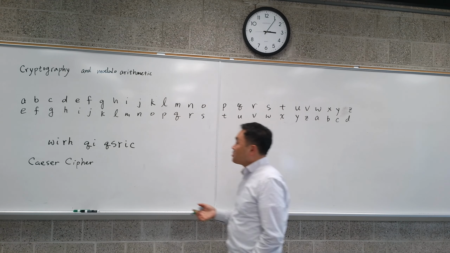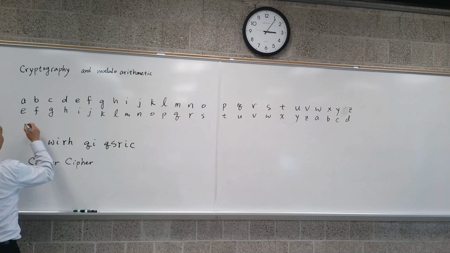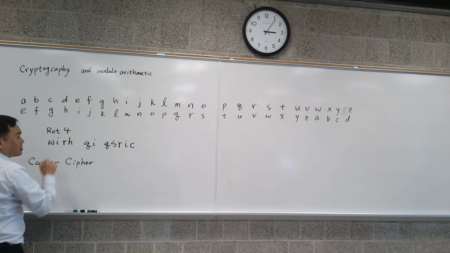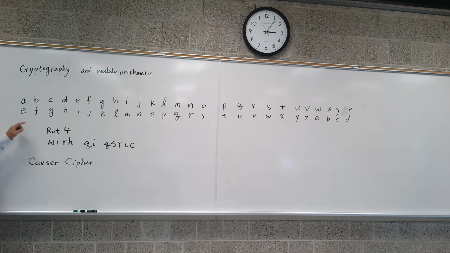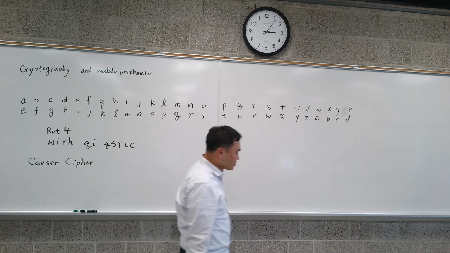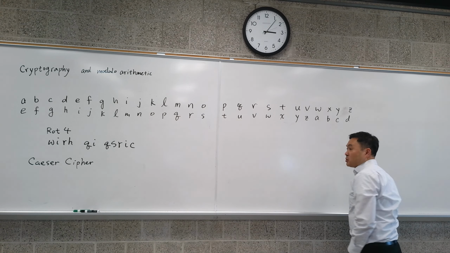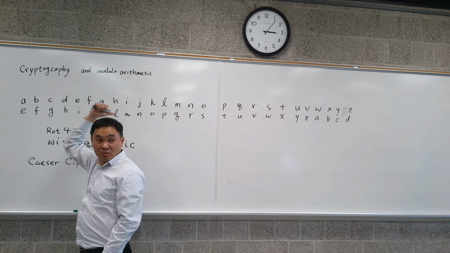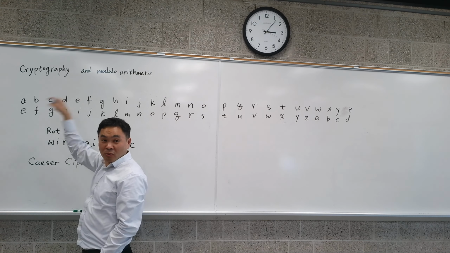And you could think of this encryption as rotation by 4, or rot 4, because you go 1, 2, 3, 4 steps. So A becomes E, B becomes F, and stuff like that. Therefore, if you want to encrypt, you have to go 4 letters in this direction. To decrypt, you have to go 4 letters in that direction.